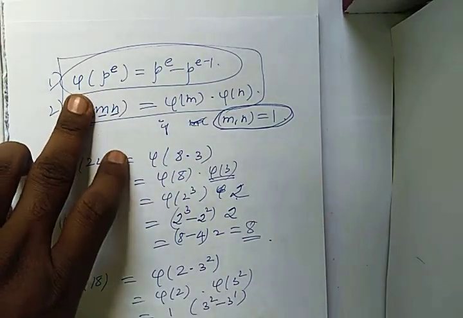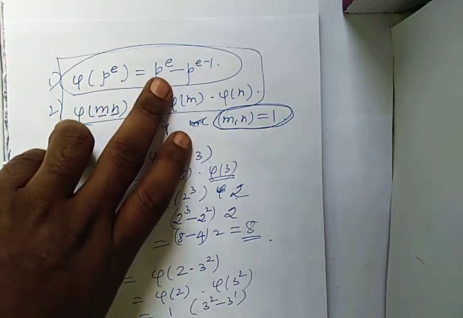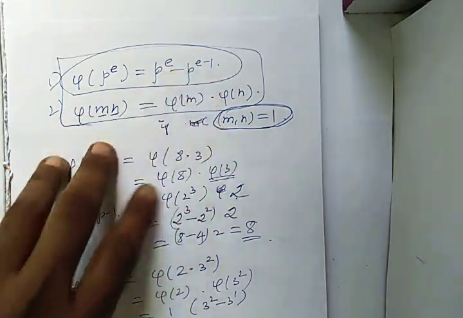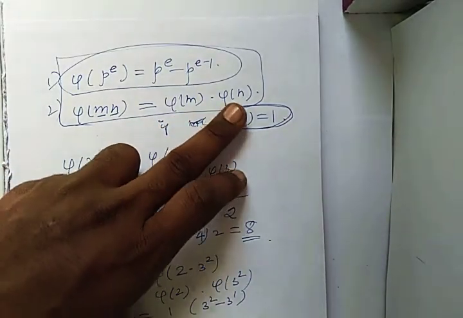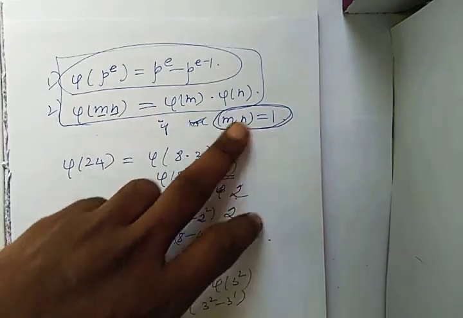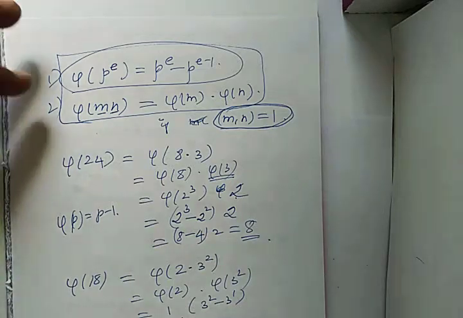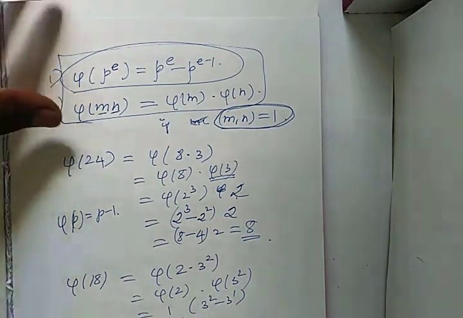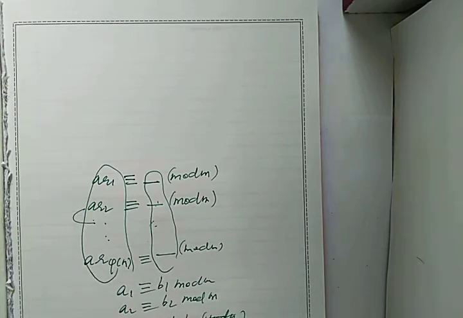What is this one? Phi of p to the power e is equal to p power e minus p power e minus 1. And phi of mn is equal to phi of m into phi of n if these two numbers are relatively prime. And we will prove these two results in the later sessions. Now let us solve two problems.